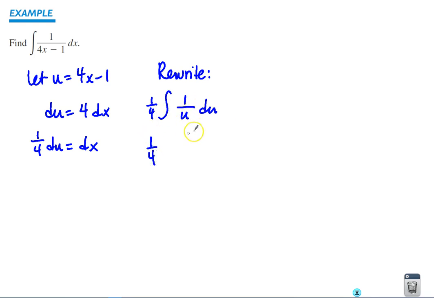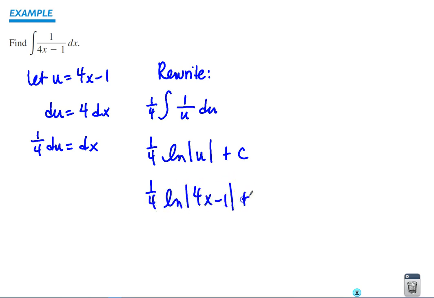1/4. The antiderivative of 1 over u is the natural log of the absolute value of u, plus c. 1/4 natural log of the absolute value of 4x minus 1 plus c. Okay? Hopefully that wasn't too shabby.